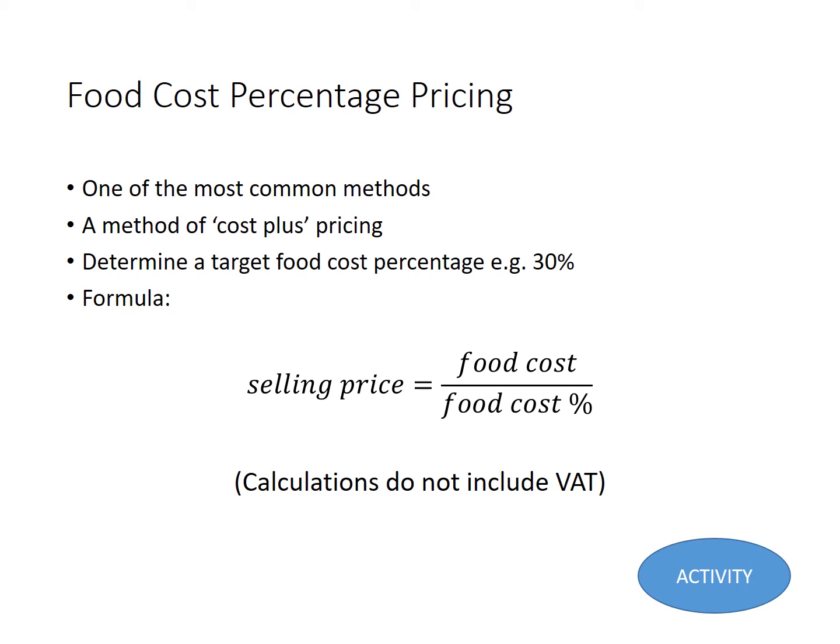It's a method of cost plus or cost based pricing, cost plus pricing, same thing. Determine a target food cost percentage, 30%, and the formula is, you look at the cost of your food and you say you're going to add on 30 to 50% for your food.